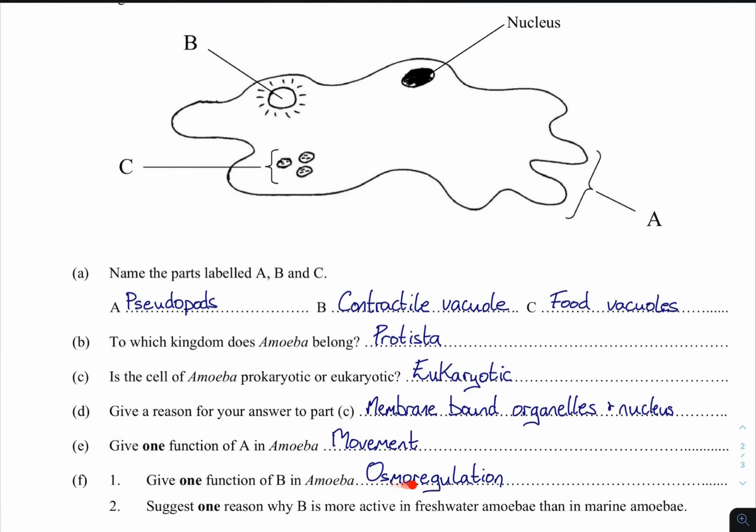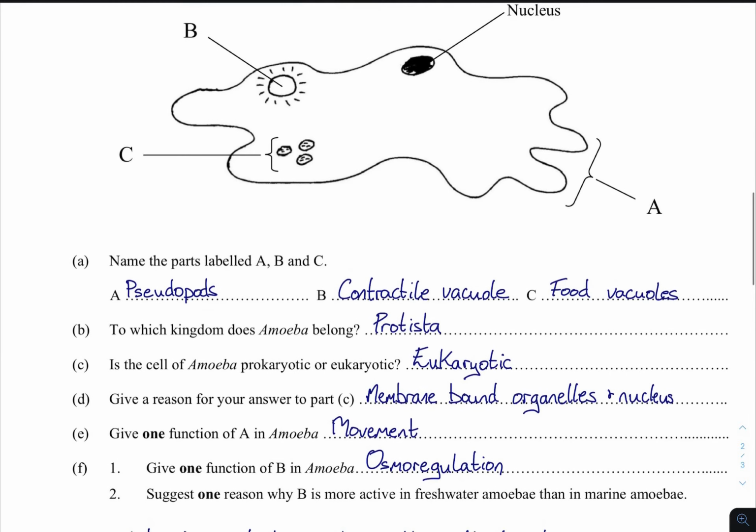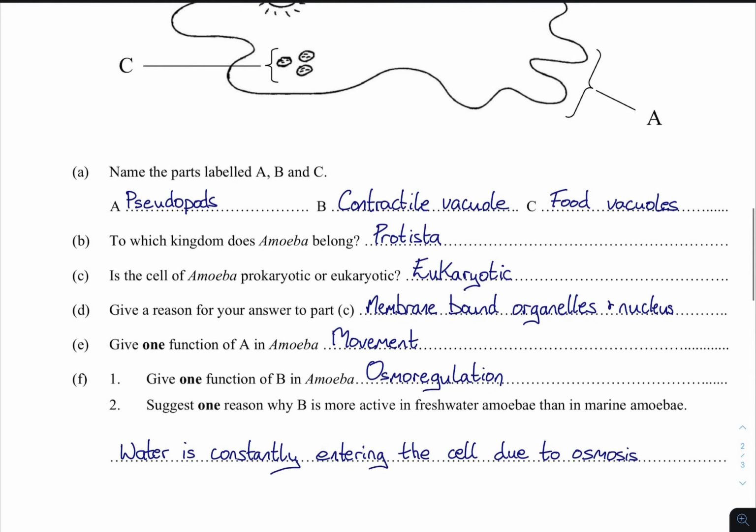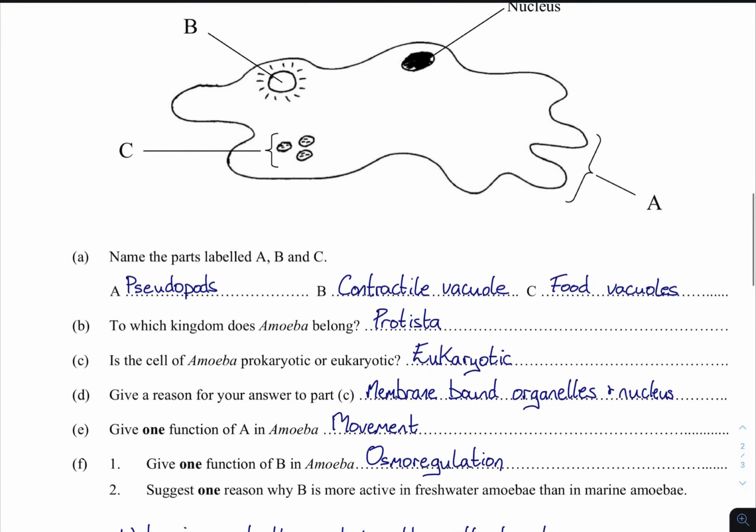Okay. And then you're to suggest one reason why B is more active in freshwater amoeba than it is in marine amoeba. So marine meaning seawater, so it's going to be salty and so forth. Well, all you have to do there was refer to it's more active, that water must be entering the cell quite frequently, and almost definitely it's going to be due to osmosis.